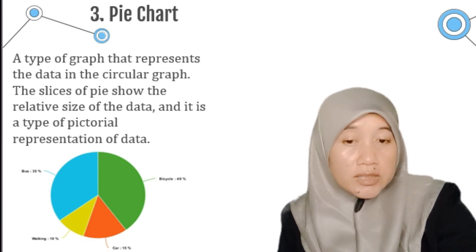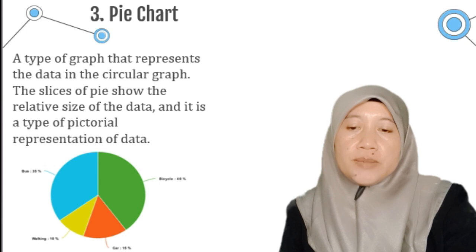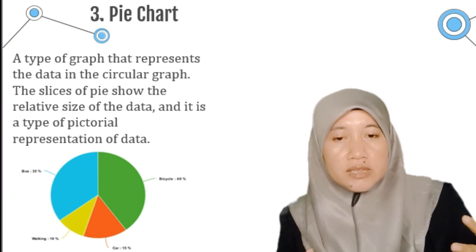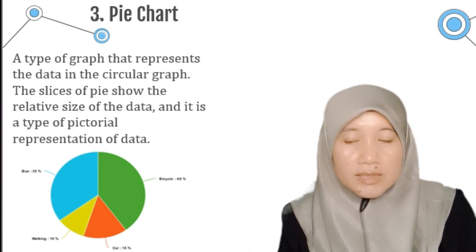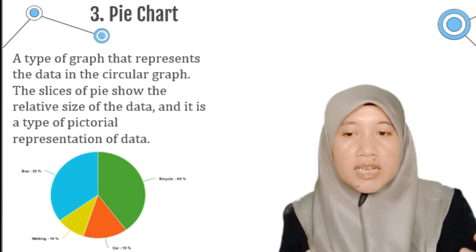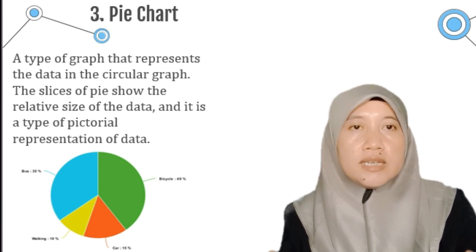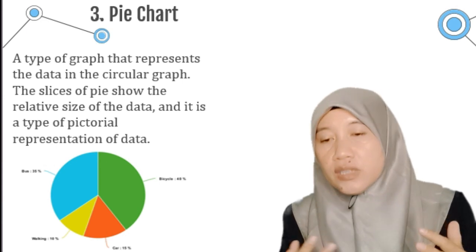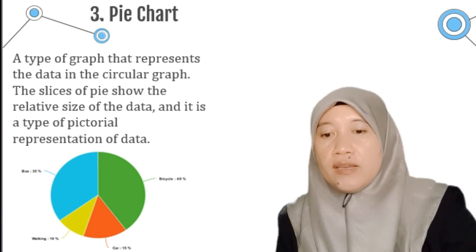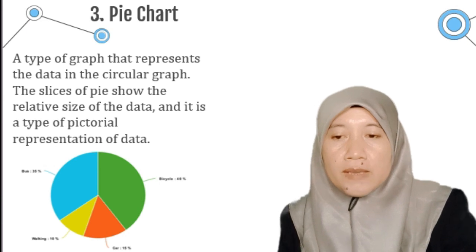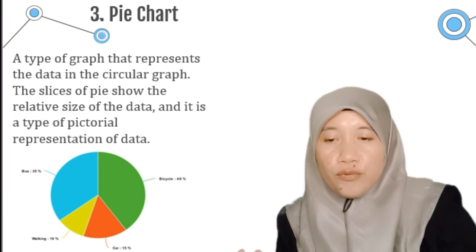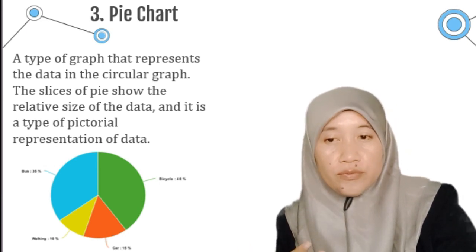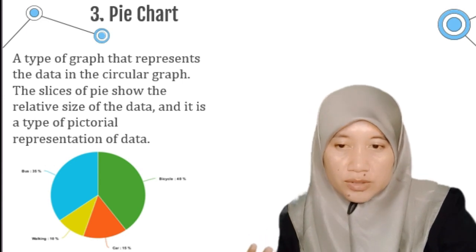Okay, based on this picture, this picture shows us the transportation that the students use to go to college. And here there are 5 kinds of transportation that are used.